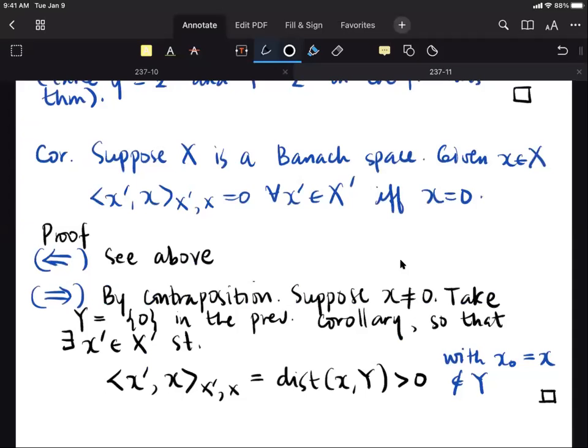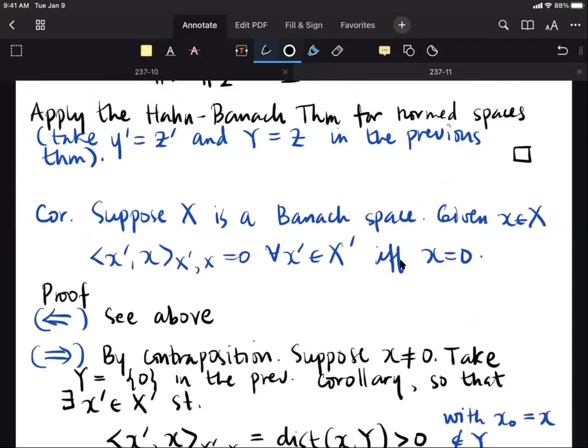Therefore, our observation in the case of Hilbert spaces is also valid in the case of Banach spaces. And that's it for the Hahn-Banach theorem. In the next lectures, we will discuss the dual spaces for more concrete function spaces, namely the Lebesgue spaces and the space of continuous functions.